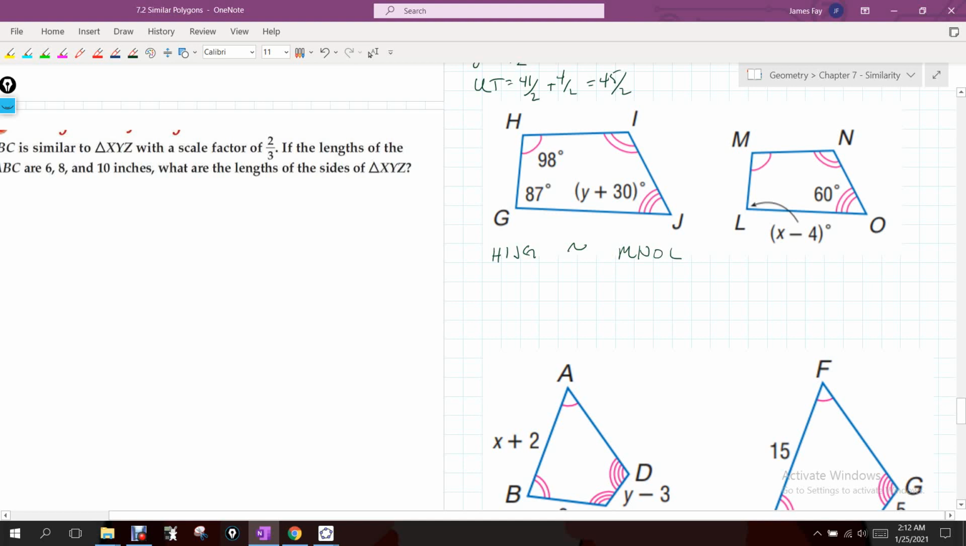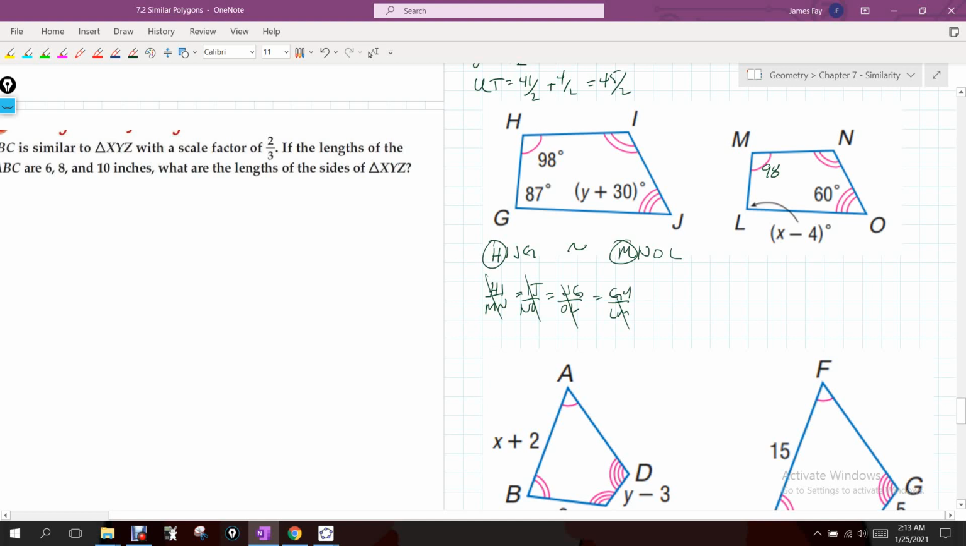Okay. So that being the case, when we go through here, we have no side lengths being provided. So I'm not going to need HI compared to MN, IJ compared to NO, JG to OL, and GH to LM. The reason is because I don't know any of those things, so I wouldn't be able to fill those in. But if these two shapes are similar, what do you know about that angle compared to that angle? They should both be 98.